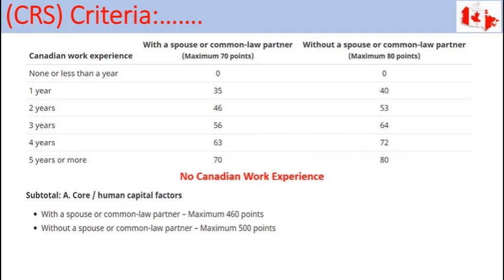So in core human capital factors total you can get 460 points with a spouse, and without a spouse you get a maximum of 500 points. So there's a difference of 40 points. That's okay.